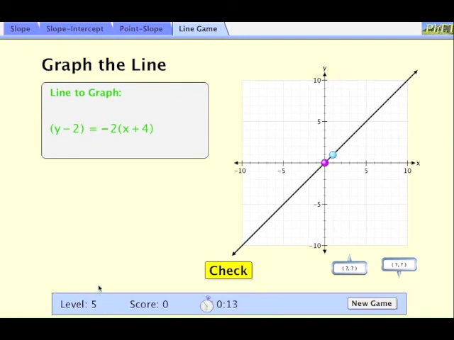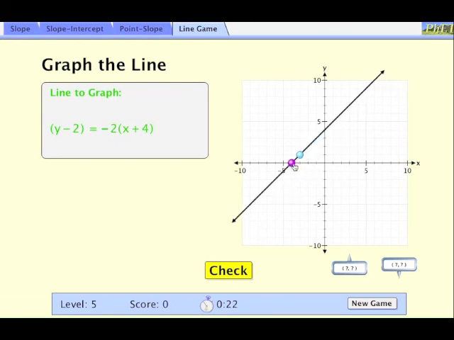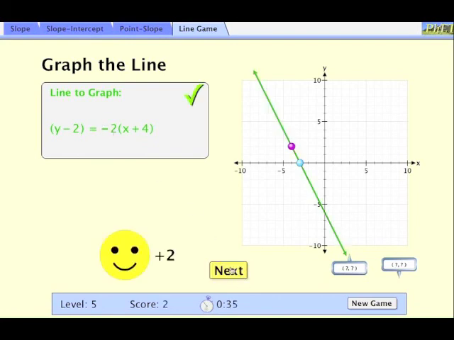Now I jumped ahead to level 5 because I wanted to show you a more difficult example. So now we have to graph the line given by this equation. One of the points on the line is -4, +2. You see how I got that? The slope of the line is rise -2, run +1. Do you see how I got that? Check it, and it's correct.